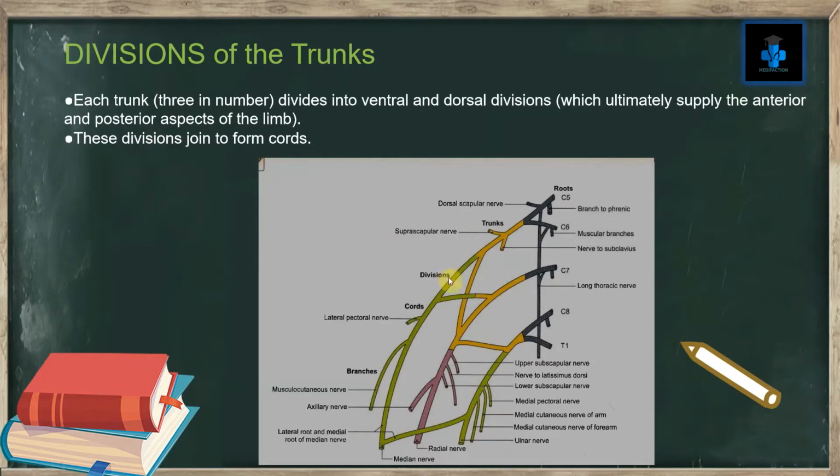Divisions of the trunks. Each trunk, that is, all three in number, divides into ventral and dorsal divisions, which ultimately supply the anterior and posterior aspects of the limb. These divisions join to form chords right here.